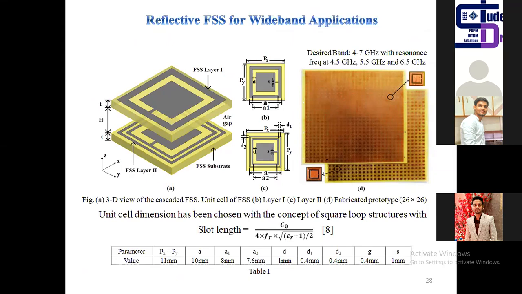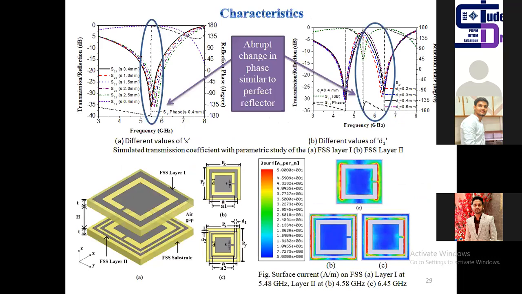Here we have a dual layer FSS, but the disadvantage is that you have an air gap between the two layers. Previously there was no air gap between the FSS layers. Here we have some air gap. What the air gap is doing is it will introduce some wideband response. Here you can see one FSS layer is giving you a single pass band, single stop band at 5.5 gigahertz. A second layer is giving you two stop bands at 4.5 gigahertz and 6.5 gigahertz.